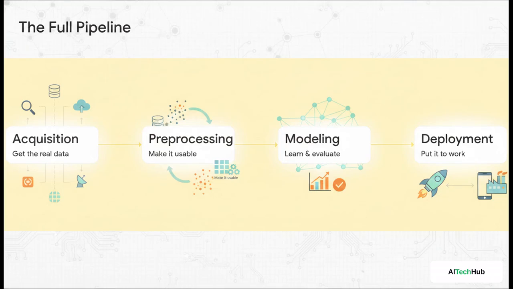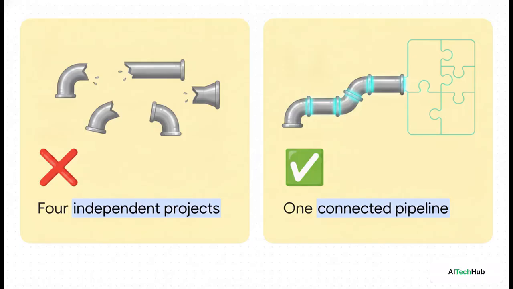So let's just zoom back out for a second and look at the whole picture. Step 1, acquisition gets the real data. Step 2, pre-processing turns it into something usable. Step 3, modeling learns from it and evaluates it. And Step 4, deployment actually puts it to work in the real world. All 4 stages complete. Now here is the absolutely crucial takeaway.